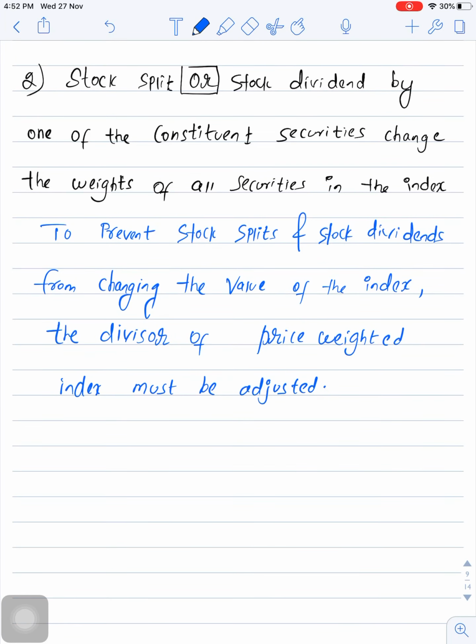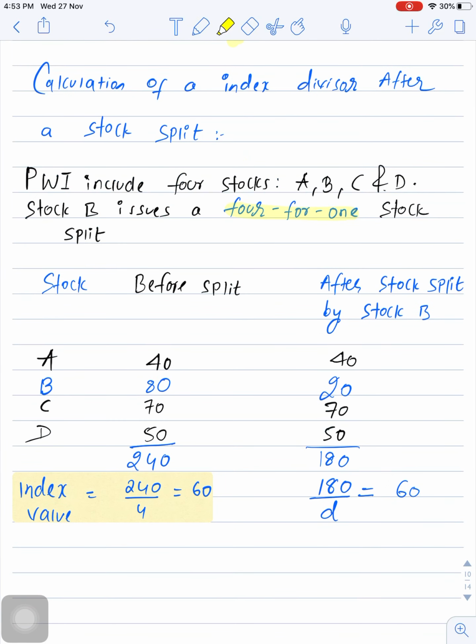Another issue in price weighted index is whenever there is stock split announcement or stock dividend announcement, we need to adjust the divisor of price weighted index. Let's understand why we need to adjust the divisor of price weighted index with the help of simple example of stock split. Price weighted index include 4 stock A, B, C and D.